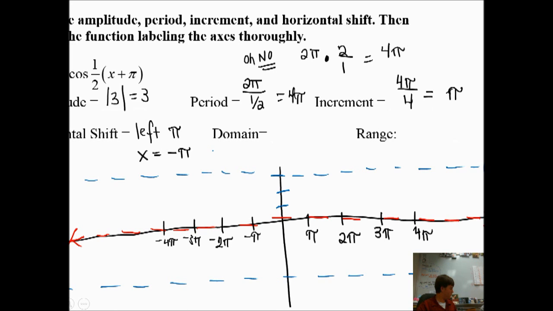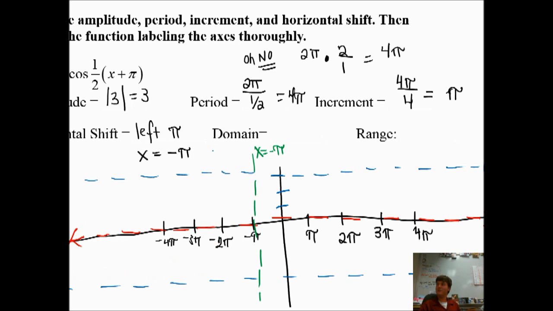What's next, Cole? I think horizontal, we need that green crayon. And we need to go left pi. So let's mark the horizontal shift at negative pi. There's my left pi. X equals negative pi. Remember, you always want to be labeling these. I'll take points off if you don't.